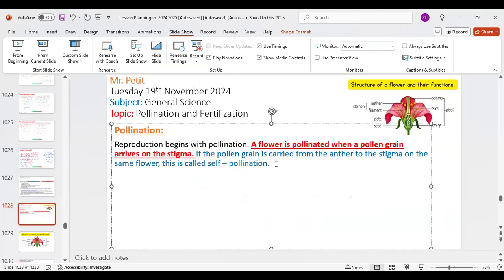Now if it is carried to the stigma of a different flower, it is called cross-pollination. So can someone differentiate for me the difference between self-pollination and cross-pollination? What's the difference between self-pollination and cross-pollination?